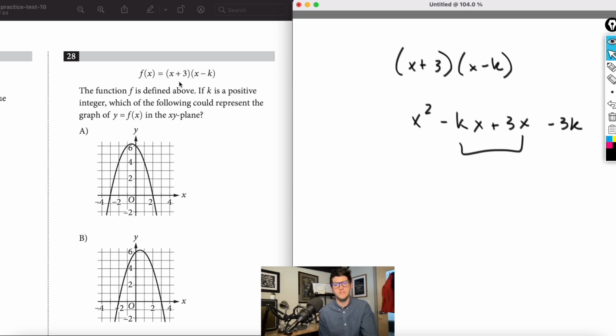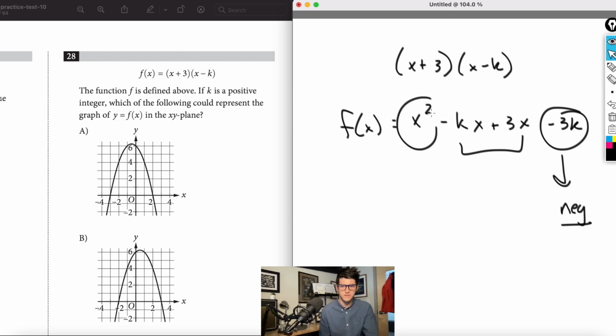They say k is a positive constant, positive integer. So this is going to be a negative value. -3k is your y-intercept, right? This is f of x equals this. Your y-intercept is negative. And then this tells you, because this is positive, it means it opens up. So opening up is not what A is doing, right? And by the way, this -3k is negative, so it can't be this positive 6 y-intercept. That's the other way of doing it, but real values does the trick on this question.